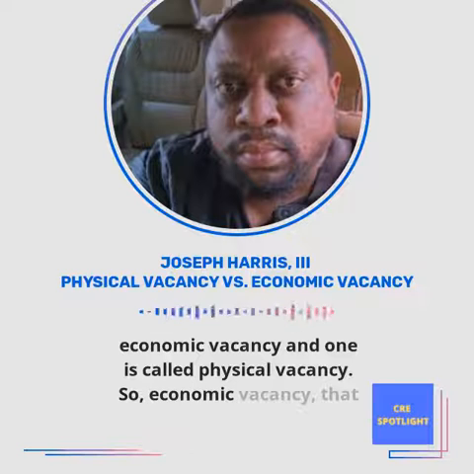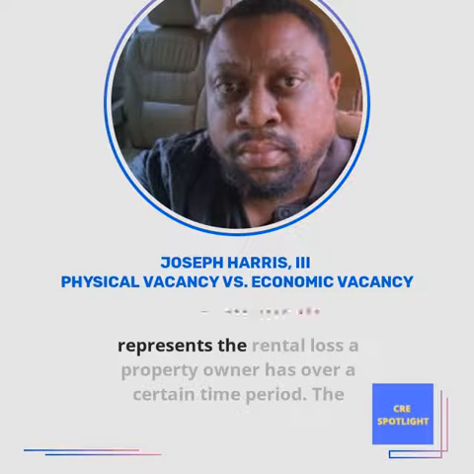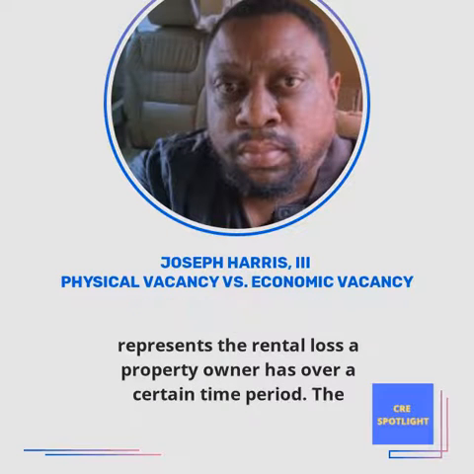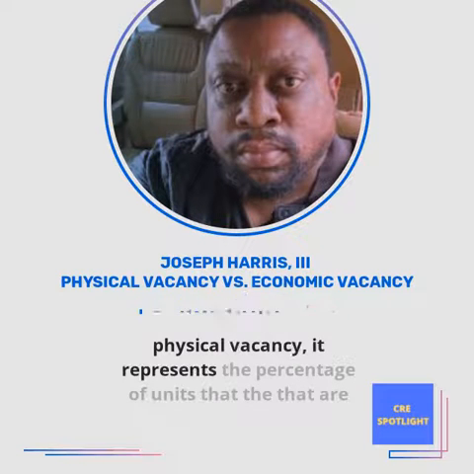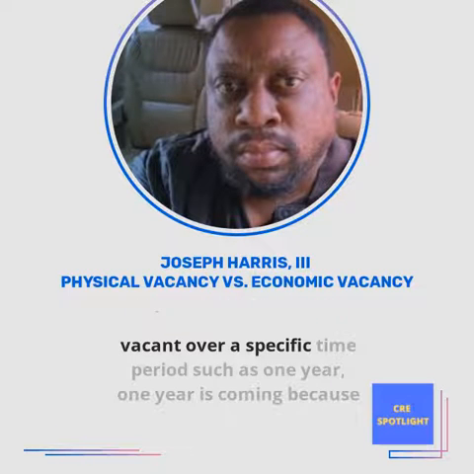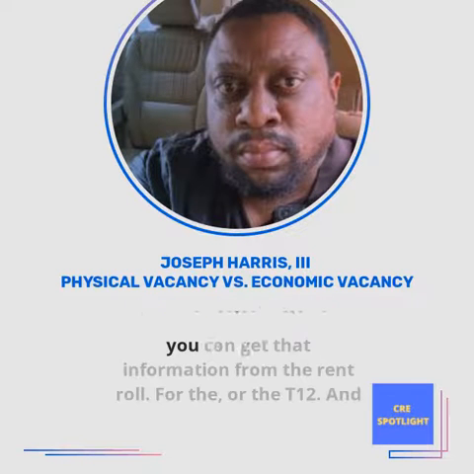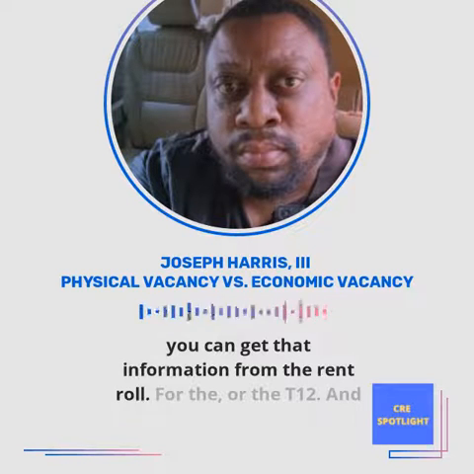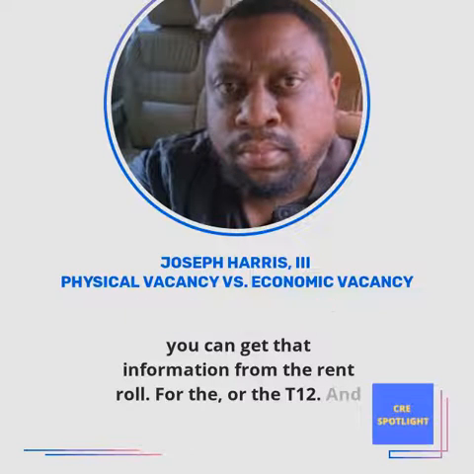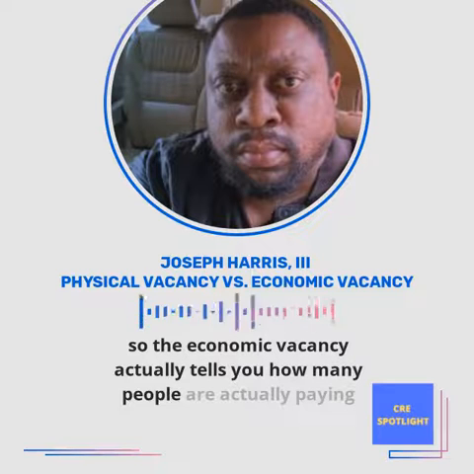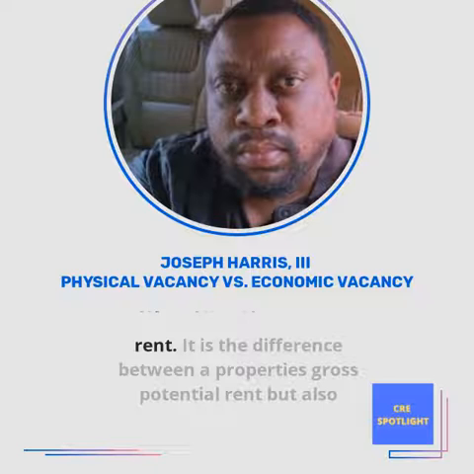So economic vacancy represents the rental loss a property owner has over a certain time period. The physical vacancy represents the percentage of units that are vacant over a specific time period, such as 1 year. One year is common because you can get that information from the rent roll or the T12. And so the economic vacancy actually tells you how many people are actually paying rent.